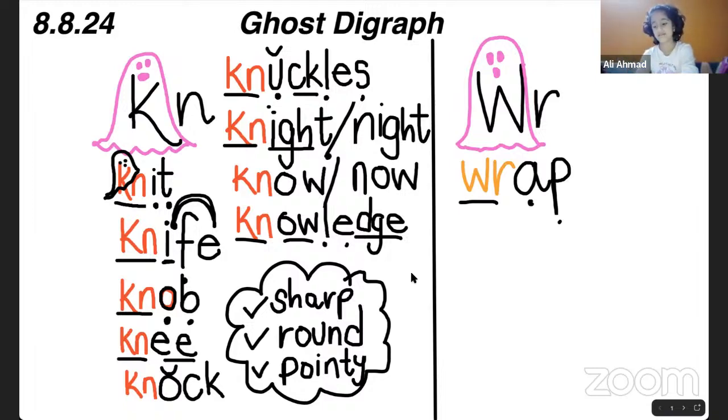Ma'am, I am wrapping the pencil inside the paper. Wonderful. Good example. Good sentence. Very good. I'm happy that you've come up with it yourself.